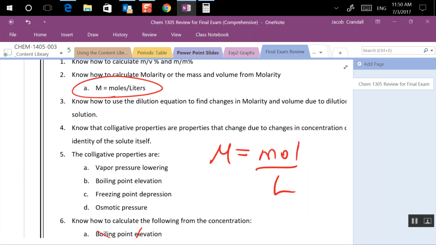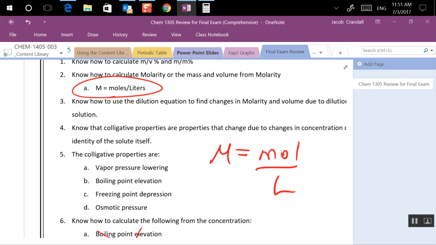Chapter 6, Part 5. Colligative properties. This is just telling you what the colligative properties are. What does it mean to be a colligative property? It means that vapor pressure, boiling point, freezing point, and osmotic pressure will change based on the amount of solute. If I increase the solute, the freezing temperature will go lower and lower. If I increase the solute, the boiling temperature will go higher and higher. The vapor pressure will go lower and lower.